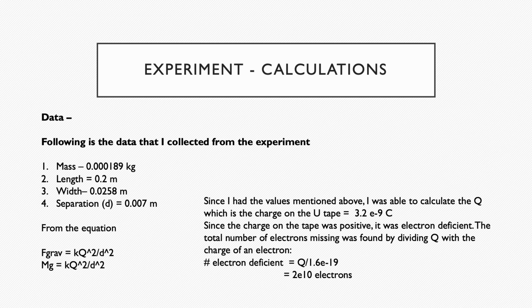The calculations that I made are as follows. So I knew the mass, length, width, and the separation distance, which are listed as follows. And from the following two equations of F grav and the electric force, I was able to find out the charge on the U tape. And since the charge on the tape was positive, it was electron deficient. The total number of electrons missing was found by dividing Q by the charge of one electron. So that came out to be 2 times 10 to the power 10 electrons.